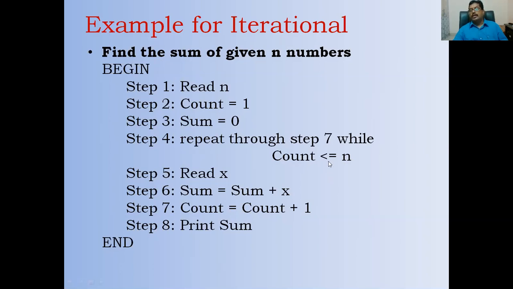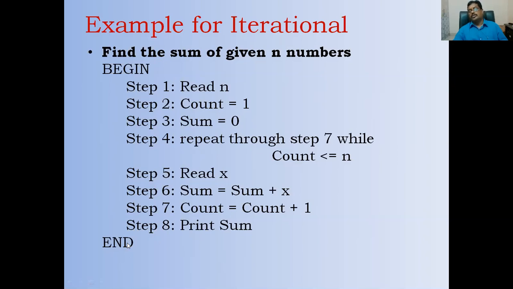5 is not less than, but it is equal to 5. Because of this, again it will enter and execute the same statements. Now read x value, means the fifth value is going to be read. Fifth value is going to be added to the sum, and counter is going to be incremented. Now counter value will be 6, and 6 is not less than or equal to 5. Because of this, it will come out of this particular loop, and it will come to step 8. On this particular step 8, it is going to have the print sum. Whatever sum value is available, it is going to be printed, and it is going to stop.